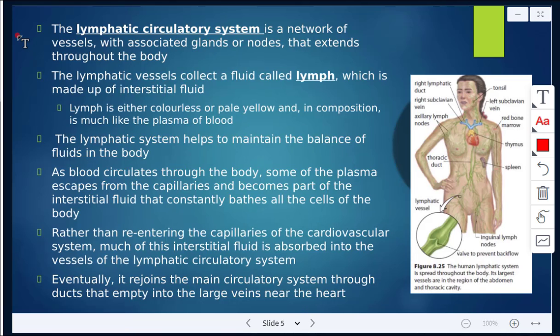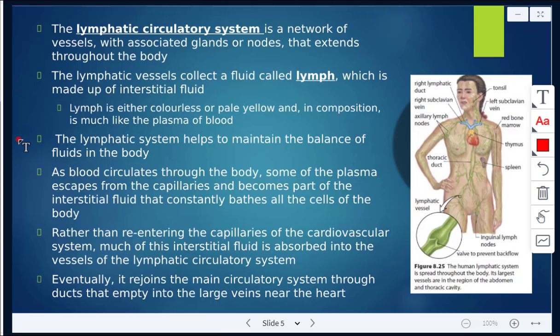Like I said, it's a network of vessels. There's glands or nodes that extend throughout the body, and there's a fluid called lymph. That's what these lymphatic vessels collect. This fluid called lymph is made up of interstitial fluid. It's usually colorless or pale yellow, and it's similar to the plasma of blood.